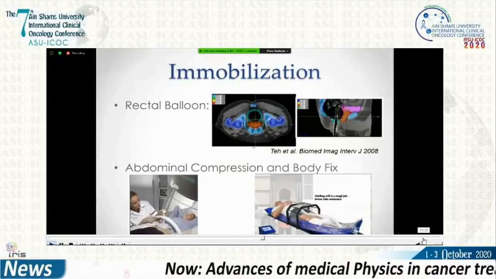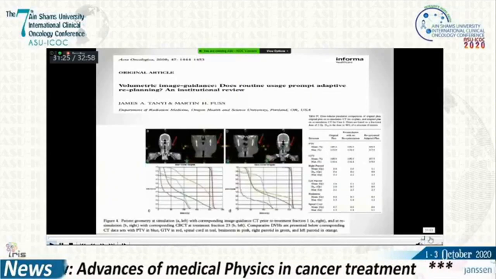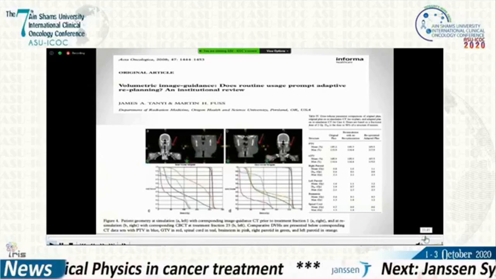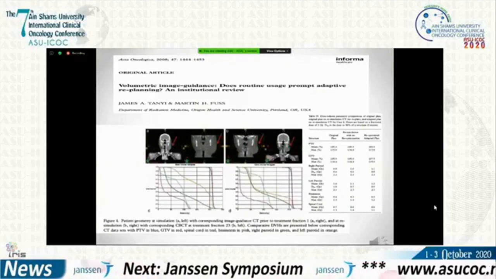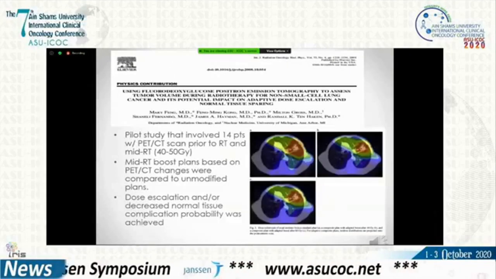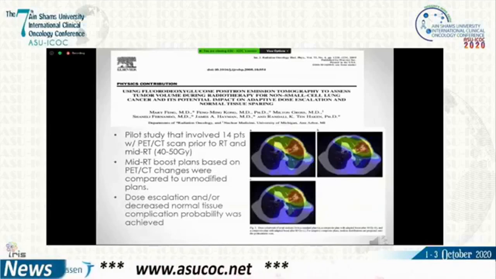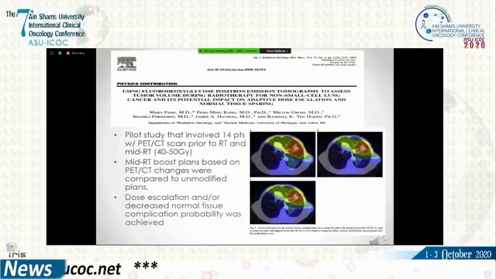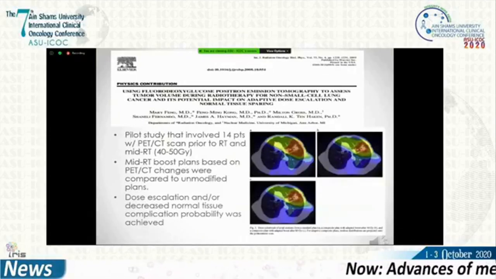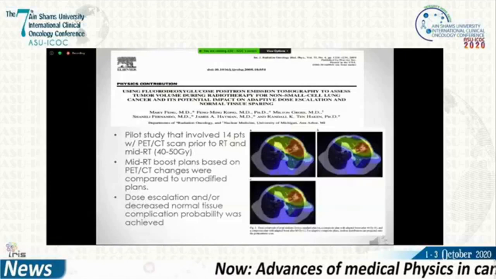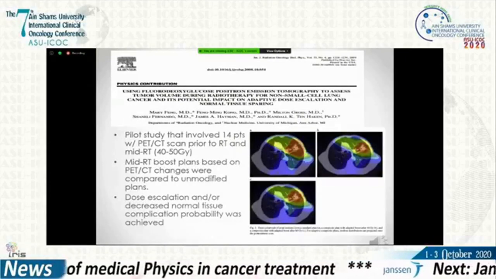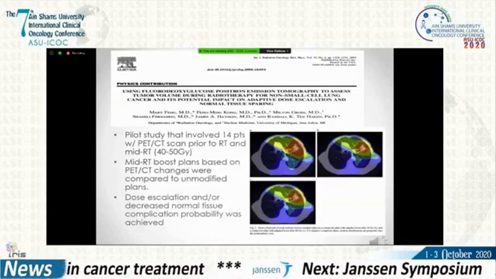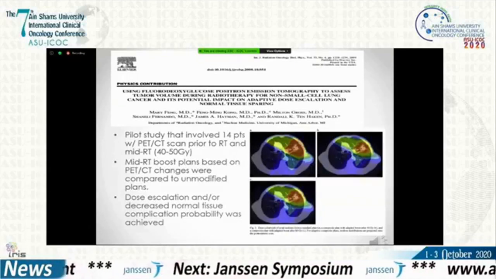ExacTrac X-ray, Synchrony adaptive tracking, Varian or Novalis, 4D CT, and respiratory immobilization. They are few adaptive options for the targets and the reduction of the target after that. Spinal cord and brainstem, as well as auditory canals. Some pilot study, like this study, involved 4 patients, PET CT and scan. After that, we do it with different modalities and reductions of target volumes, and we can adapt for the patient, reduction, dose escalation, or decrease the normal tissue complication probability.